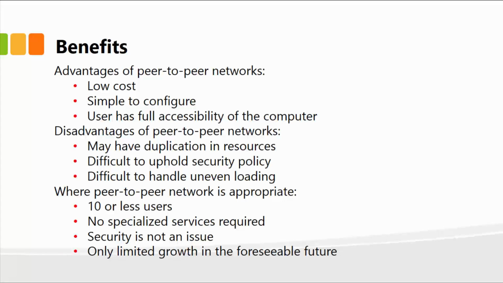Now, there are some benefits also of having a peer-to-peer network. One of the benefits is that when you have 10 or fewer users, there are no specialized services required. All you require is just sharing resources, sharing printers, for example. And security is not an issue. Only limited growth in the foreseeable future. So those are the benefits of having a peer-to-peer network.